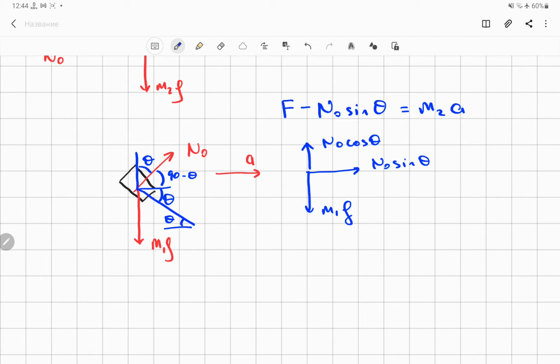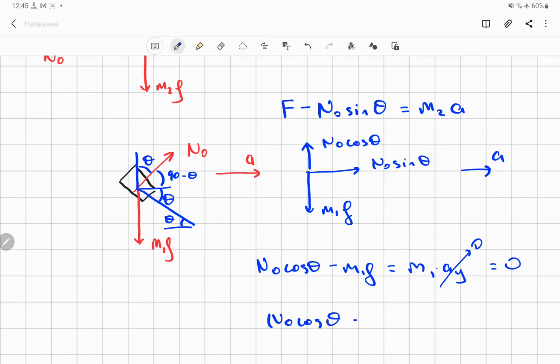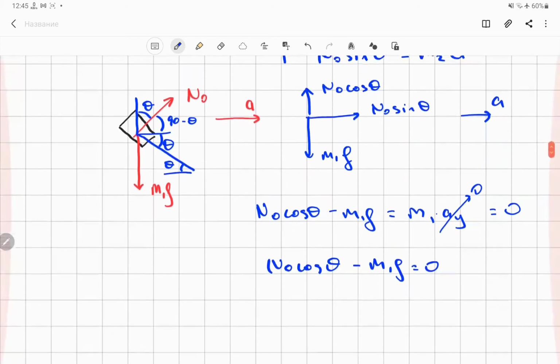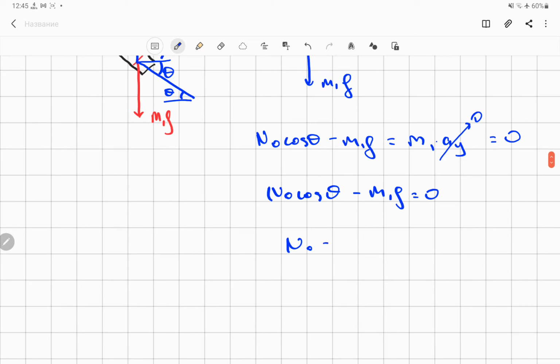And as you see, this object moves only in horizontal direction. There is no motion in vertical direction. So it means resultant force in vertical direction equals 0. Or we can say N0 times cosine theta minus M1 G is the resultant force in vertical direction. Actually, it should be equal to M1 times acceleration in y direction. And we know that acceleration in y direction equals 0. So this part will be equal to 0. It means N0 times cosine theta minus M1 G equals 0. From here, it's obvious that N0 equals M1 G divided by cosine theta.